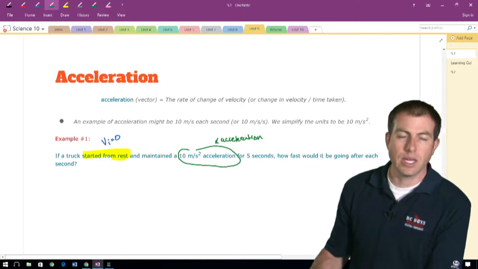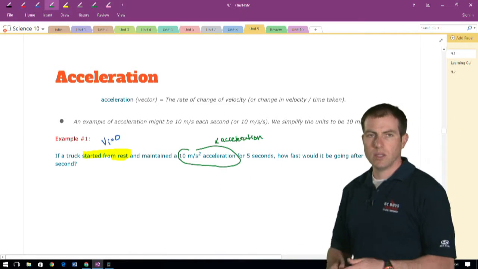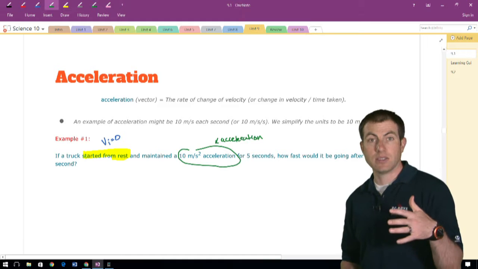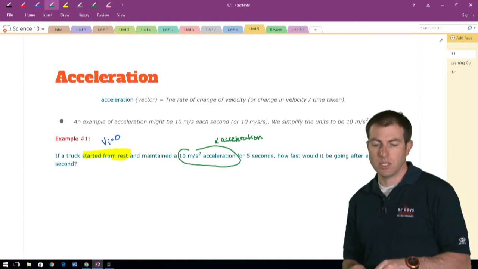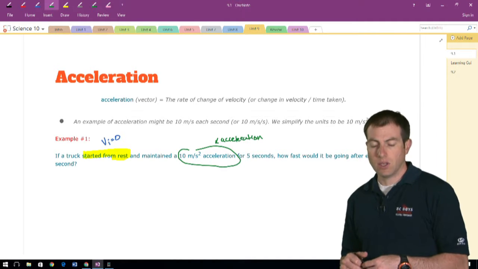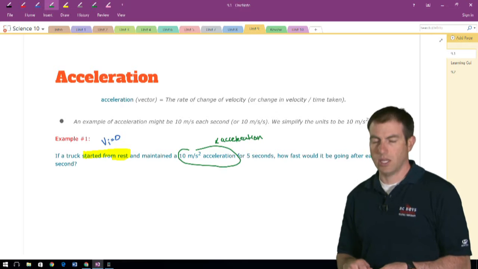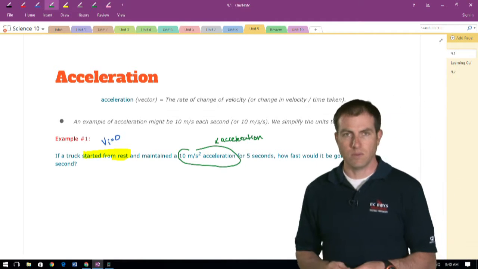If you get nothing else out of this whole unit other than you're able to recognize the difference between an acceleration and a velocity, that would make me happy. Because a lot of times students get to the end of the course and they're like, I've just done so much work and I'm so confused.